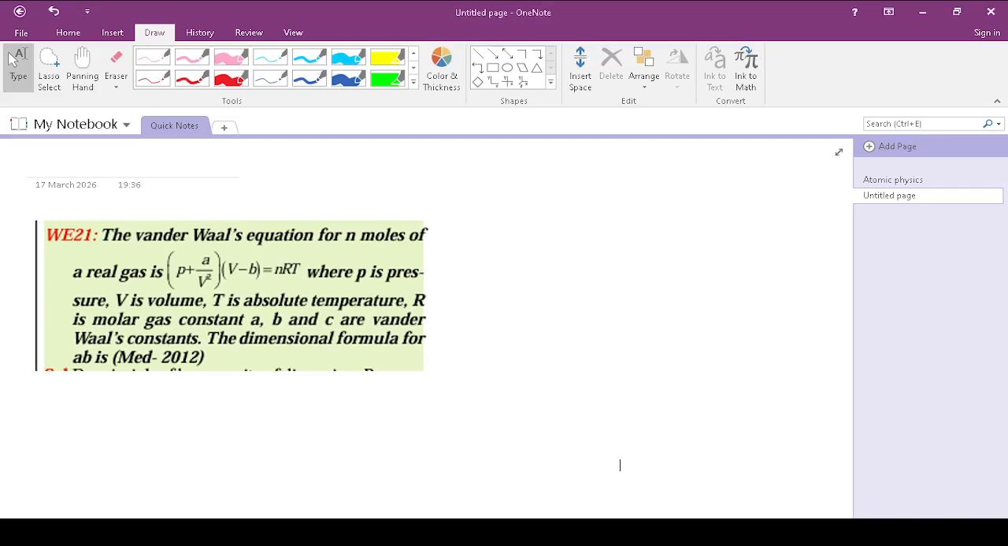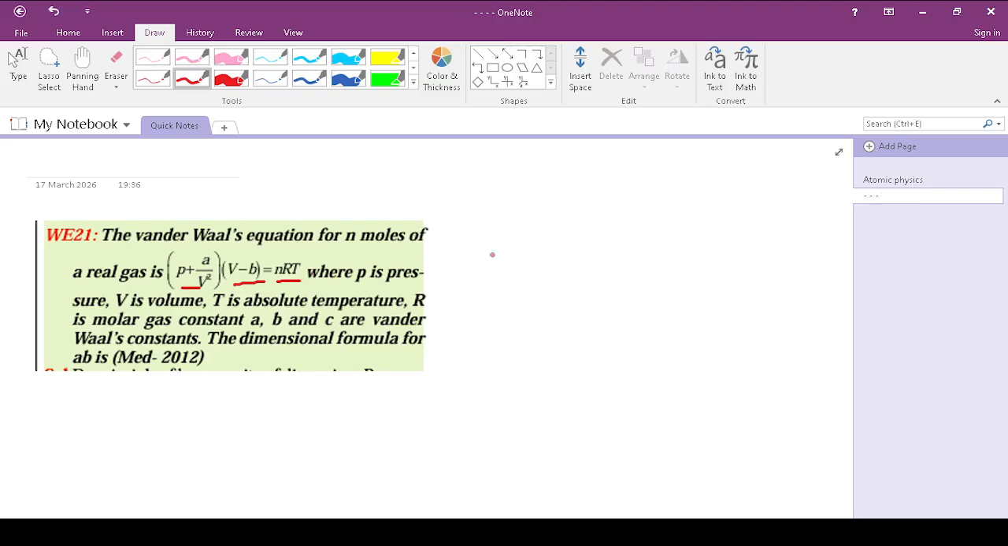So we're going to see this problem. Read the question. Basically, like I always say in my classes also, when you read any physics question, you have to identify what underlying concept it is testing. Now here you are multiplying two parameters. This is the first parameter and this is the second parameter, which is giving you NRT. And you're trying to find out the dimensional formula for A and B.